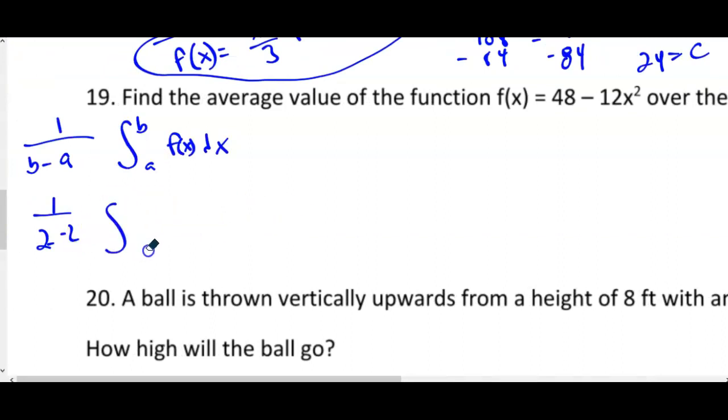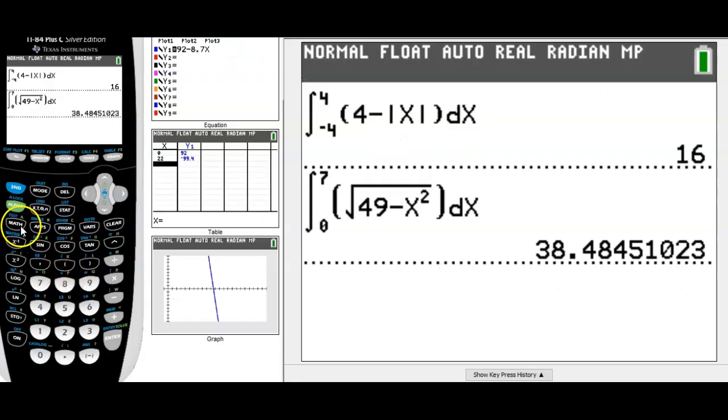Integrate from -2 to 2 of 48 minus 12x squared dx. Right there. And so this is 1/4. And then you find a derivative right here. Math 9 -2. You know what? You could really put this whole thing in your calculator.